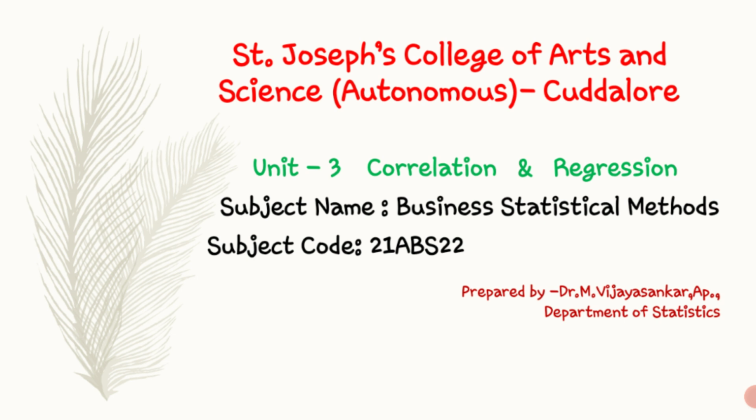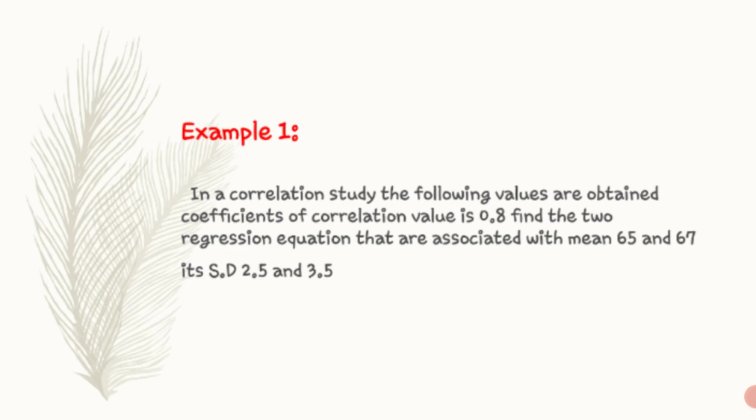Today we are going to discuss correlation and regression. Here one example is taken for regression equations. In this problem, we are going to find the regression equations of x on y and of y on x. In previous sections, we discussed how to use data to calculate the regression equations. But in this example, the results are directly given. So using the results, we are going to find the regression equations of x on y and y on x. In this example, in a correlation study, the following values are obtained.